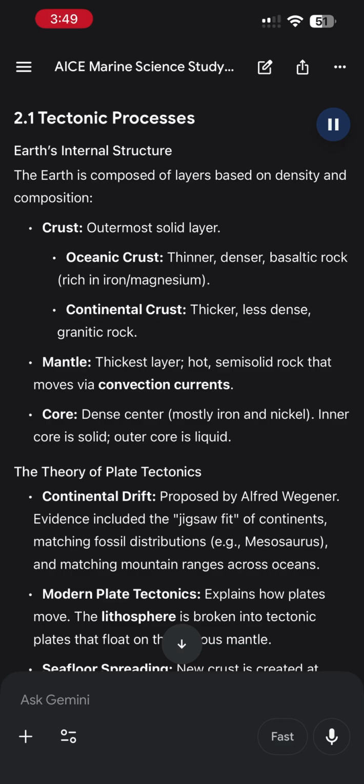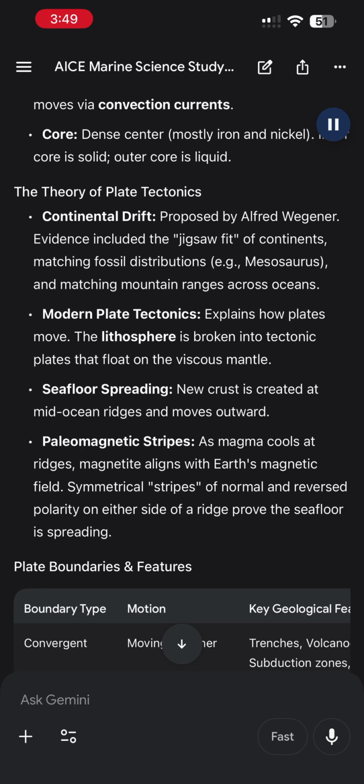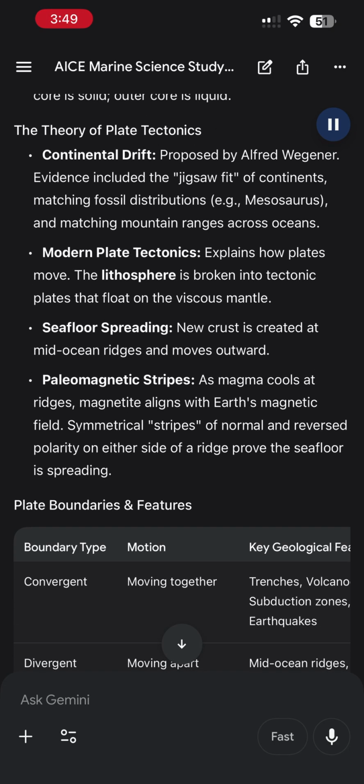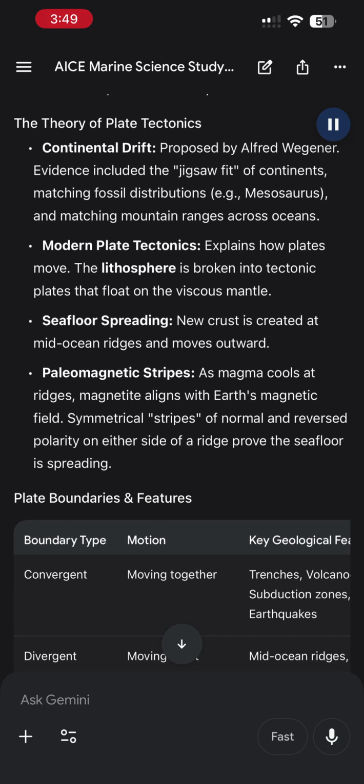Mantle: the thickest layer, hot semi-solid rock that moves via convection currents. Core: dense center, mostly iron and nickel. The inner core is solid. The outer core is liquid. The theory of plate tectonics, continental drift, was proposed by Alfred Wegener.